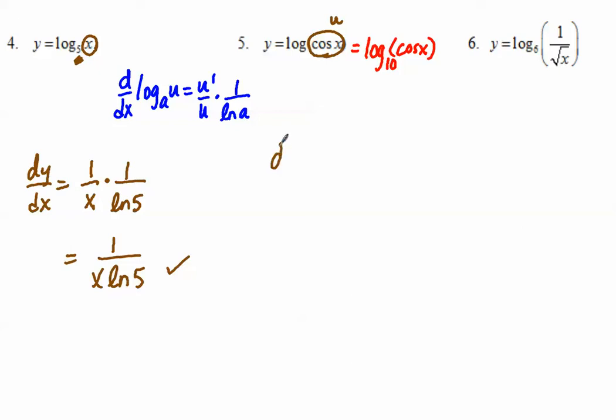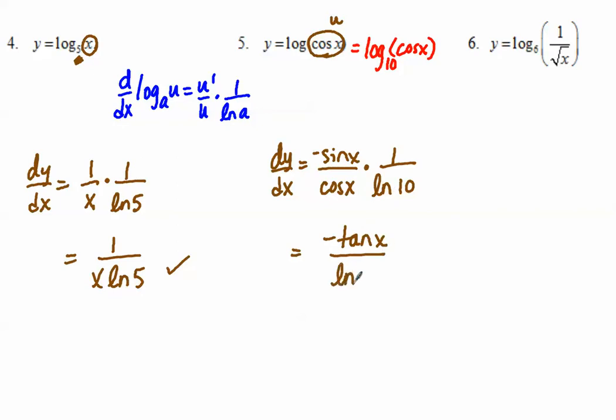So we're going to do dy/dx here. So we think to ourselves, u prime over u. U is cosine x, so u prime is negative sine x over u, cosine x, times 1 over natural log of the base, natural log of 10. We can simplify this a little bit, so let's do that. Negative tangent of x, because sine over cosine is tangent, and natural log of 10 in the denominator. Cool.